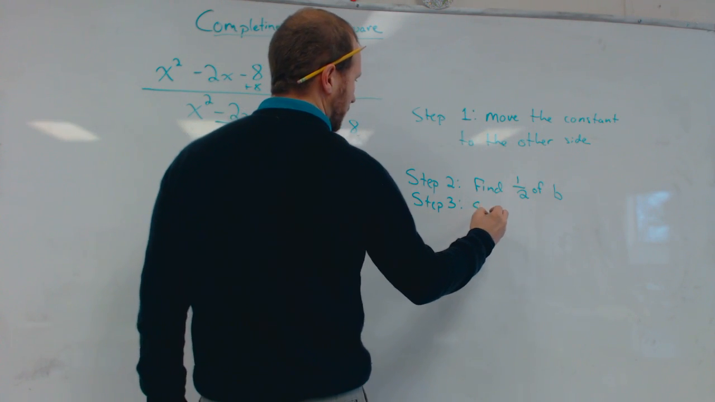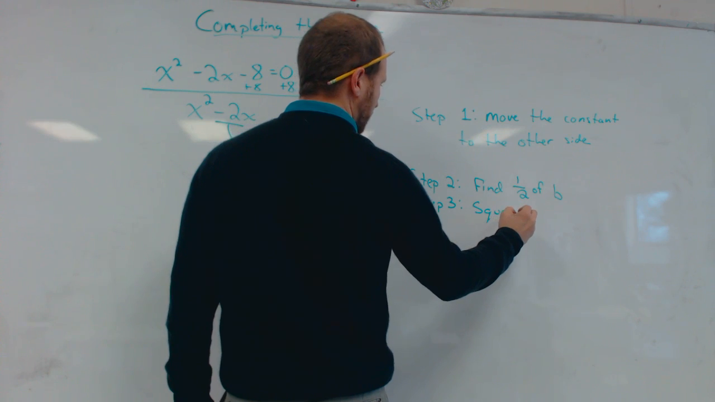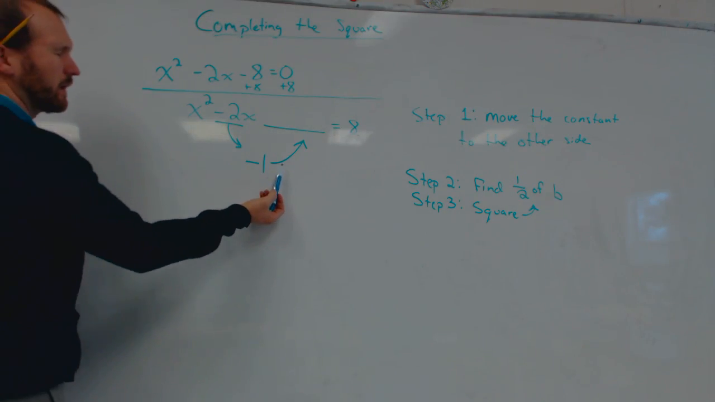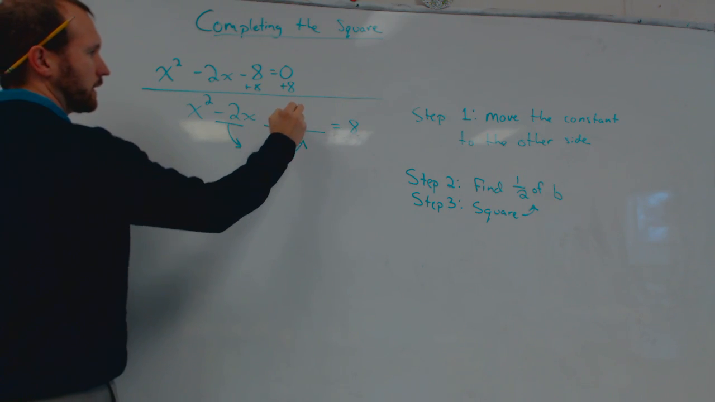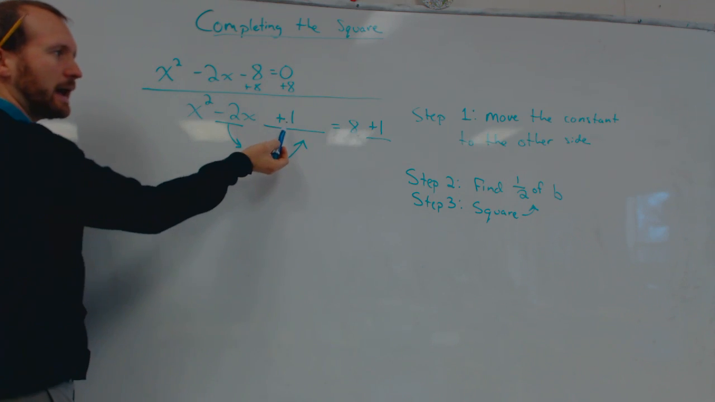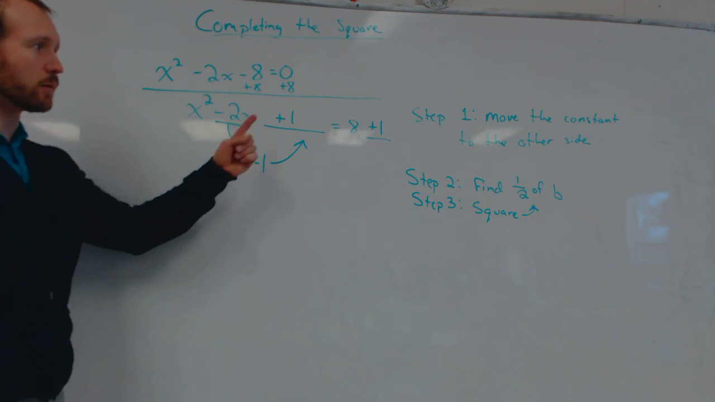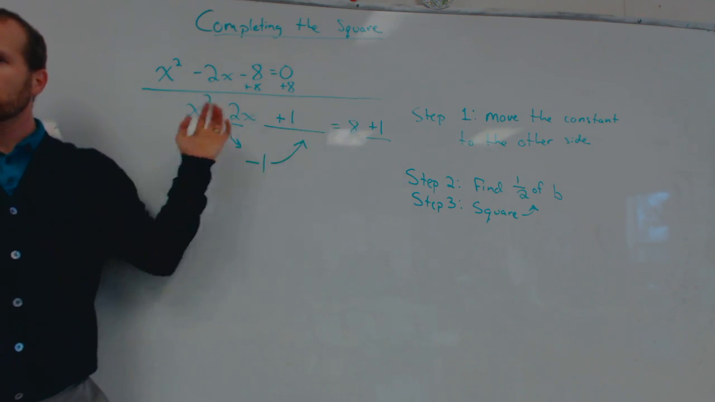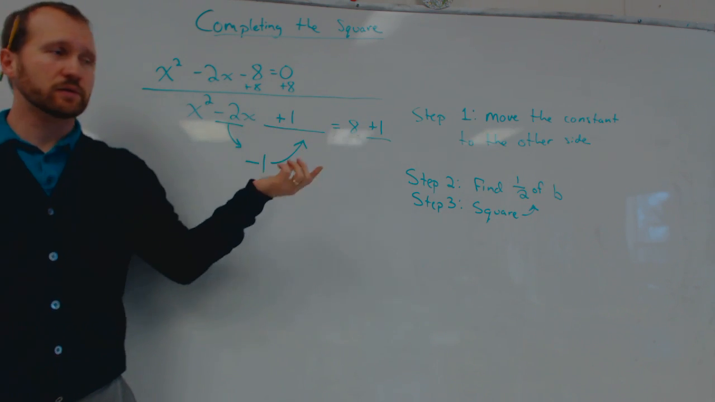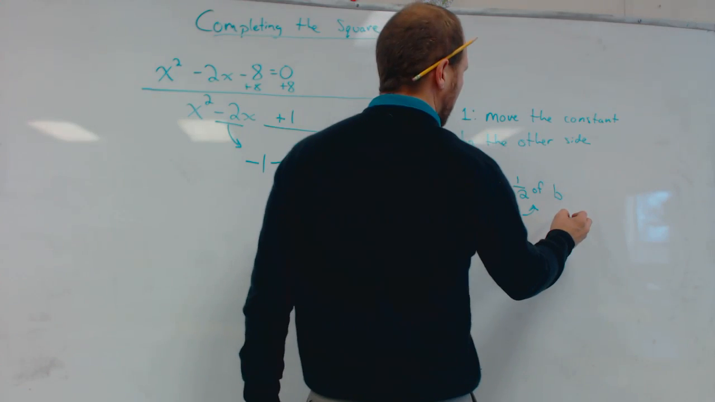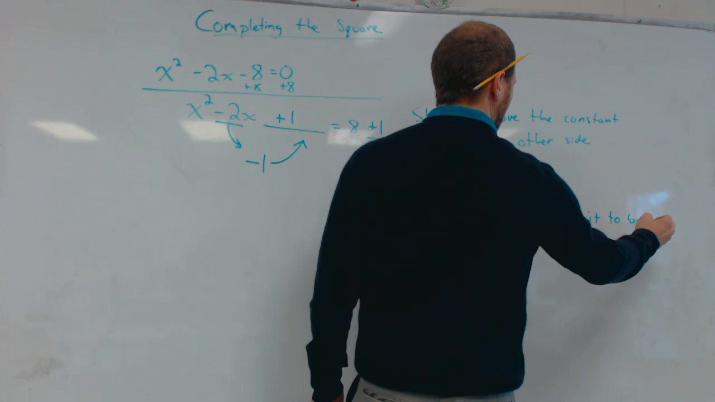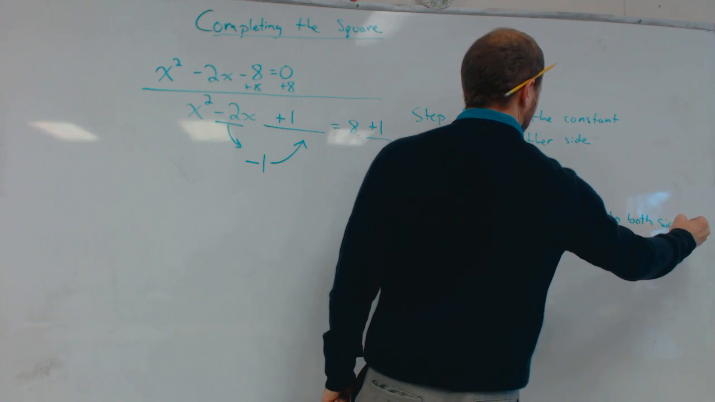So step 3, square that. What is negative 1 squared? Positive 1. And I add that to both sides of my equation. I can't just add 1 here, but I can add 1 to both sides of the equation. That's allowed in algebra. I can add something to both sides of an equation. So I square this number and then add it to both sides.